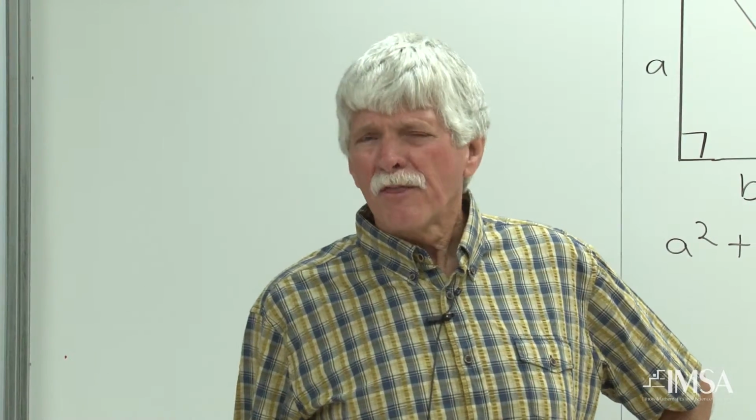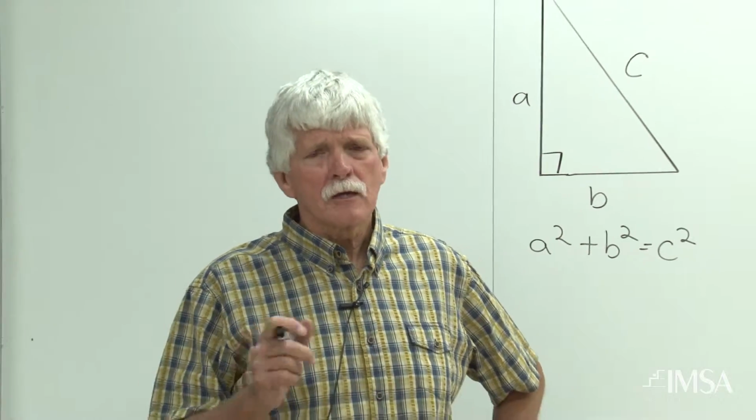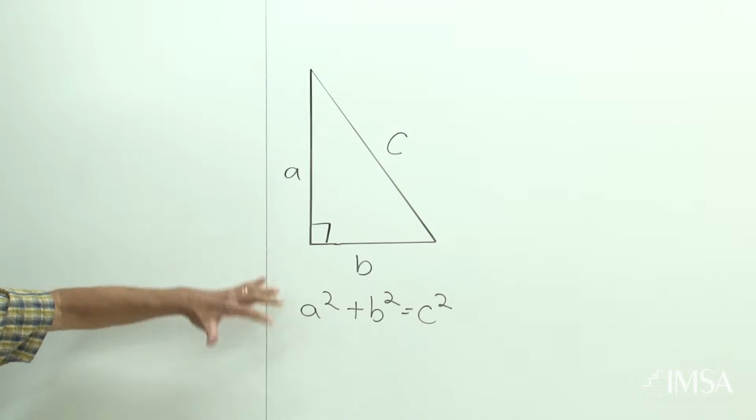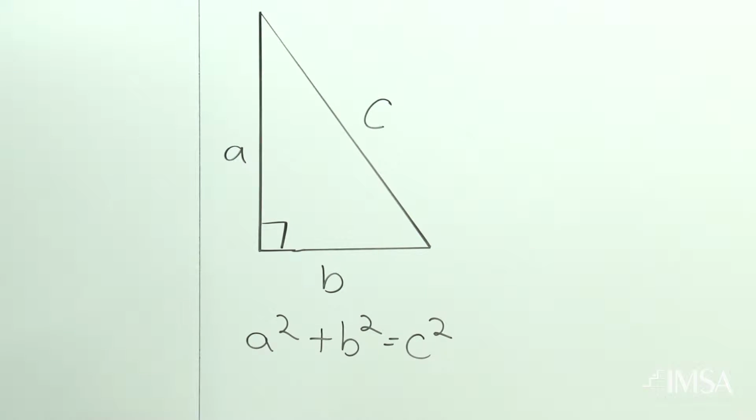We're going to look at Pythagorean triples. They are special right triangles, and we'll take a look at these today. You remember this one, of course, the Pythagorean theorem: a squared plus b squared is equal to c squared. Now, Pythagorean triples are pretty nice.